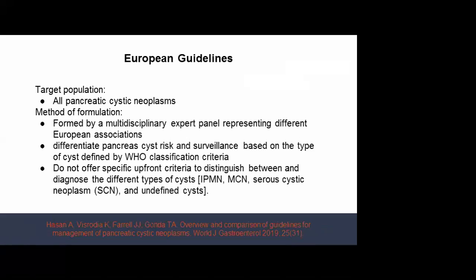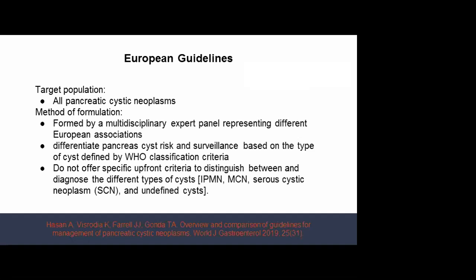Coming to other guidelines, it is the European guidelines. So the target population here is all pancreatic cystic neoplasms. It included both symptomatic as well as asymptomatic, and the method of formulation is again by an expert panel representing different European associations. And the guidelines are used to differentiate the pancreatic cyst risk and the surveillance based on the type of the cyst as defined by the WHO criteria.